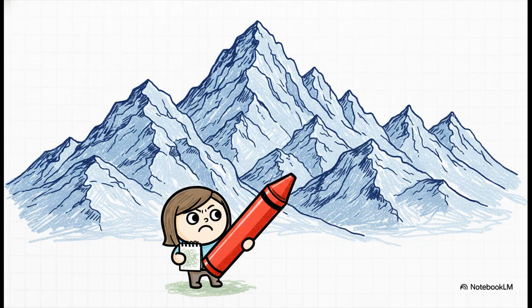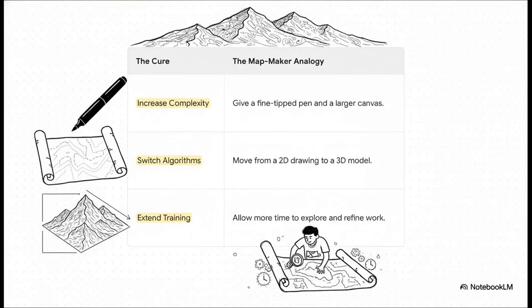To make sure these solutions really stick, let's go back to an analogy. I want you to think of your AI model as a map maker, and their big job is to create a super detailed map of a huge, complex mountain range. Now, an underfitted model, that's our map maker, but they've only been given a blunt crayon and a tiny little notepad. Not gonna work. So, let's see how our cures help this poor map maker.